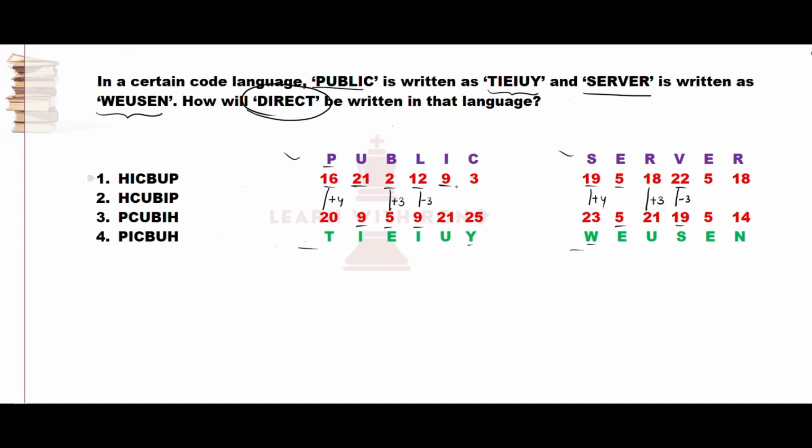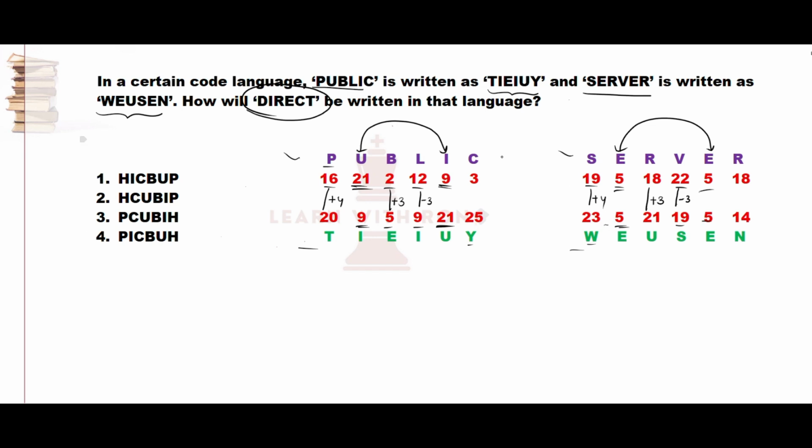See the letters 9 and 21. Now observe the second letters here. Here 21, here 21, here 9, here 9. So the second letter and the fifth letters are interchanged. Okay. Now see the second letter and fifth letter of server. Here all letters are same. So we get all the values as 5.